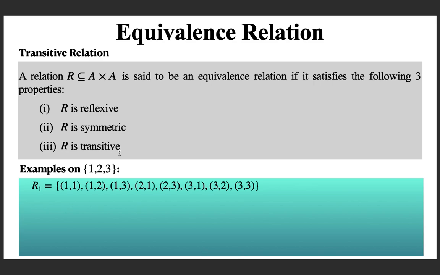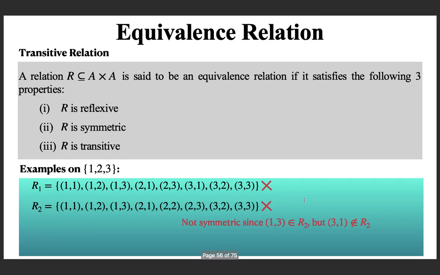Examples: on the set {1, 2, 3}, given a relation R1, you can prove it is not an equivalence relation because it is not reflexive. If you can prove that it is not satisfying any of these 3, then that is enough. Here we are proving that this is not reflexive because 2 is not related to 2. So it cannot be an equivalence. R2, we can prove that it is not symmetric because there is a counterexample: (1, 3) is there, then (3, 1) must be there, but it is not present.